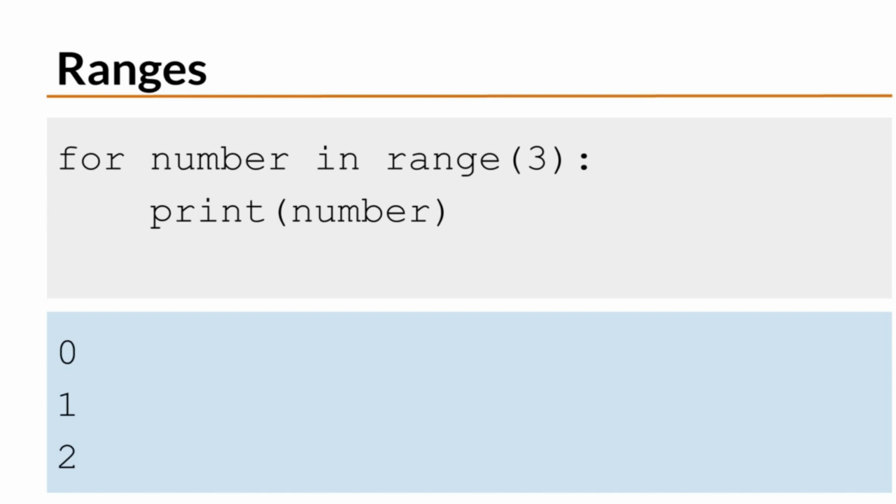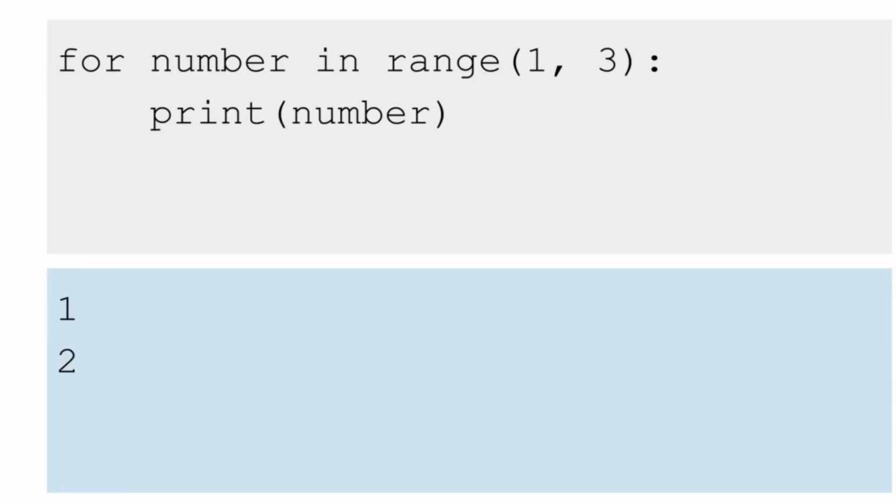So to generate a list of 3 items, use range and pass in the number 3. The list starts at 0 and will contain the numbers 0, 1, and 2. You can specify the start as well as the stop. To do this, first pass in the start, followed by a comma, and then specify the stop. To start a list at 1 and stop at 3, use range 1, 3. This will generate a list that only contains 2 items, the numbers 1 and 2.